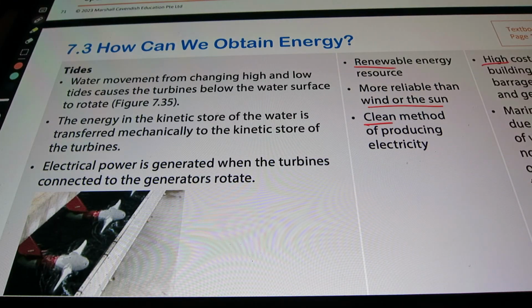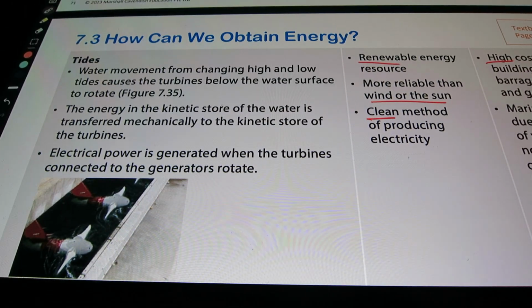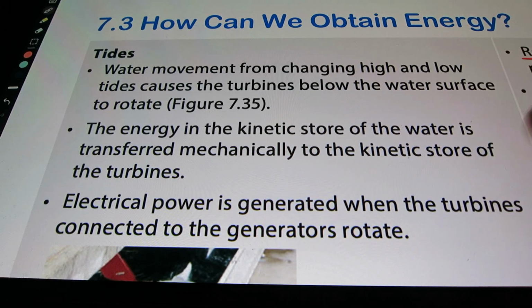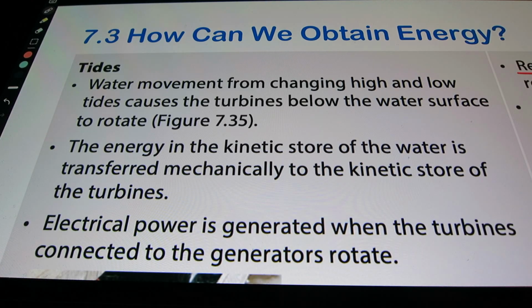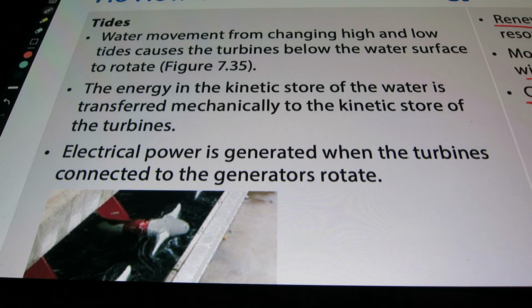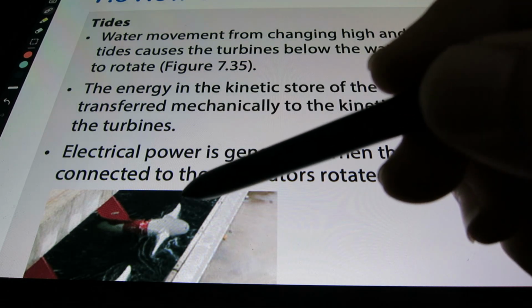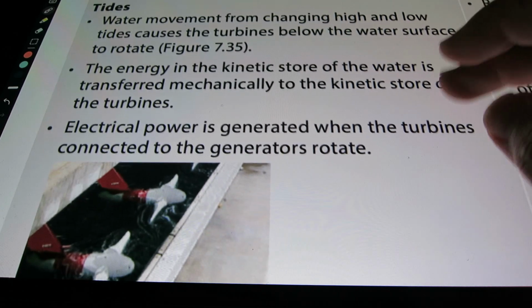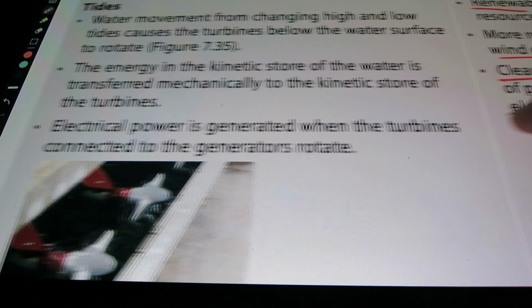Now we talk about tidal power stations. Tidal power stations use the water movement caused by high tides and low tides. When it's high tide and the water rises, it will cause these turbines to spin, and then when it's low tide, it will spin again. So this spinning effect will then cause electrical power to be generated.